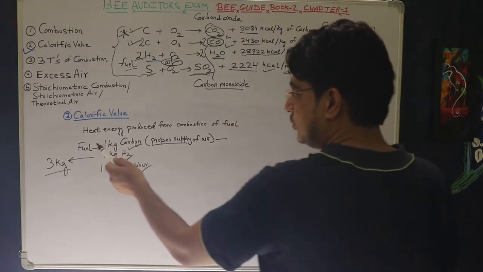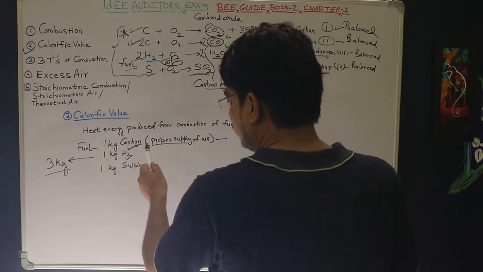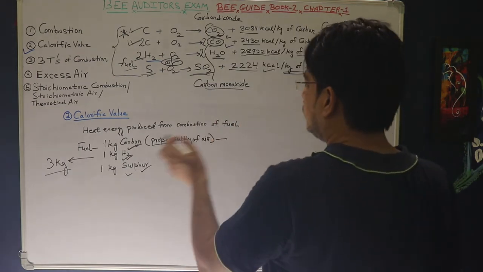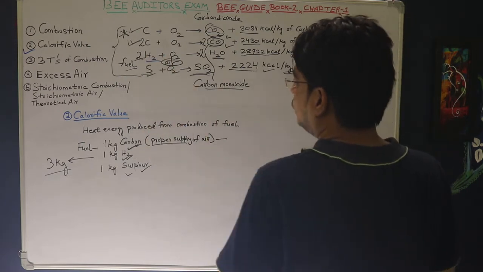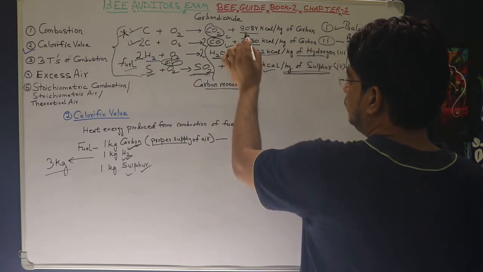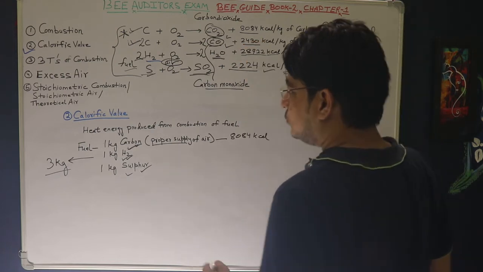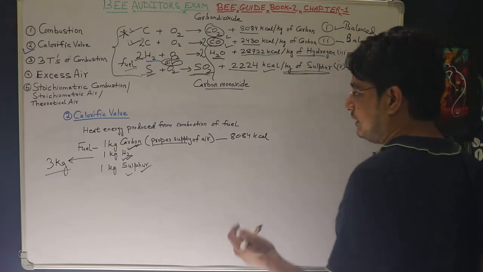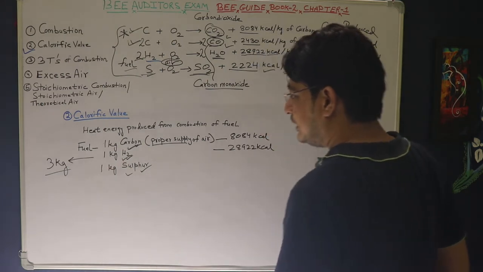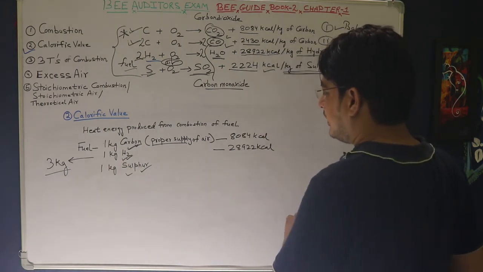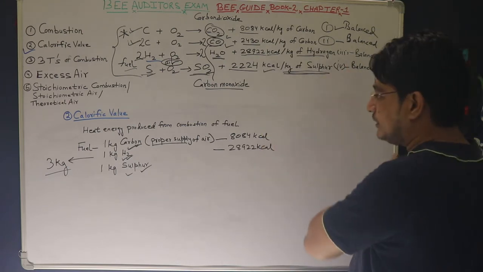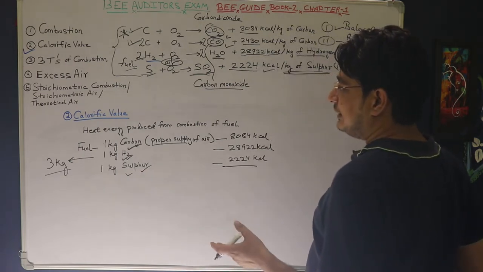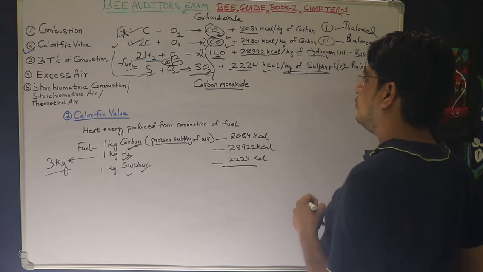Now you can see the combustion of this fuel will require combustion of 1 kg of carbon, combustion of 1 kg of hydrogen and combustion of 1 kg of sulfur. Now as you know from equation 1, combustion of 1 kg of carbon will lead to the production of 8084 kilocalorie of heat energy. Similarly, from the combustion of 1 kg hydrogen, the energy released will be equal to 28,922 kilocalorie, as you can see from equation number 3. Similarly, you can see from equation 4 that the combustion of 1 kg of sulfur will result in the release of 2224 kilocalorie of heat energy.